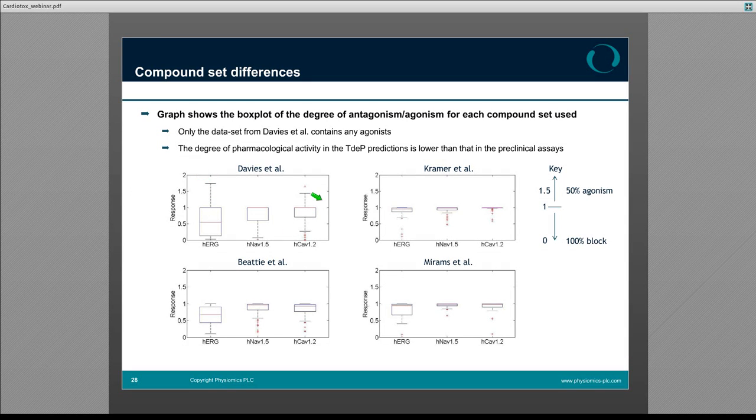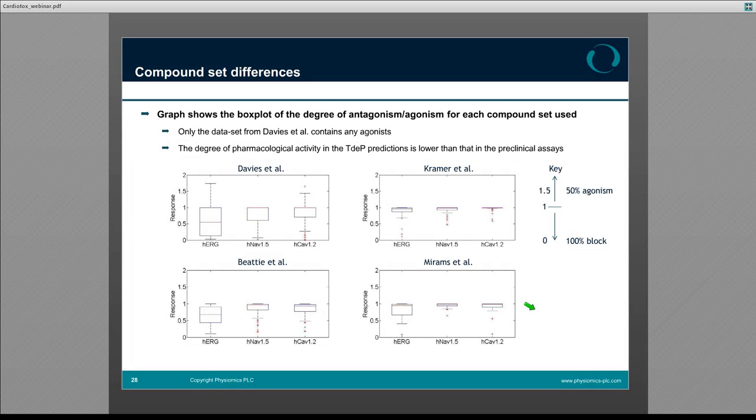We also have compounds that agonize the calcium channel. Now, in the rabbit model that we discussed after the dog model, we can see that there is a reasonable amount of activity against the hERG, sodium, and calcium channel. However, there were no agonists in that data set. And similarly, as you move from preclinical to clinical, the amount of pharmacological activity you're exploring seems to decrease. And this is what we'd expect.